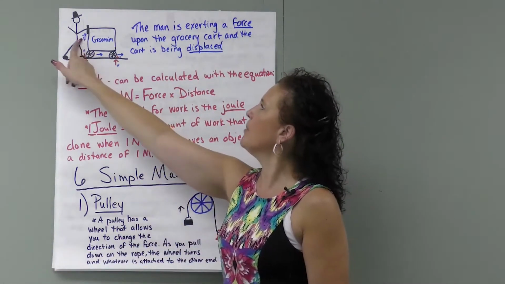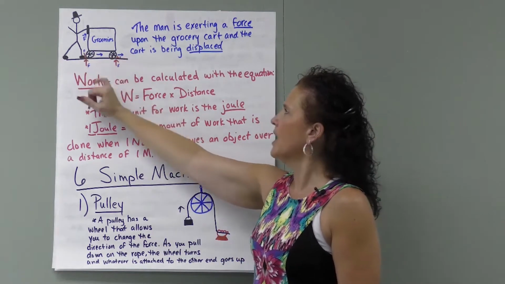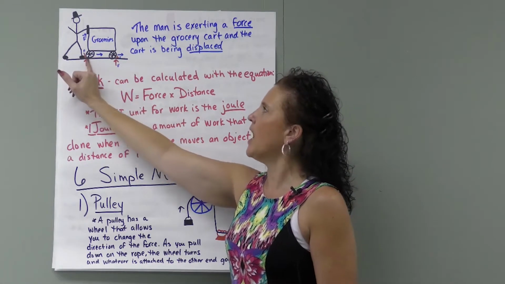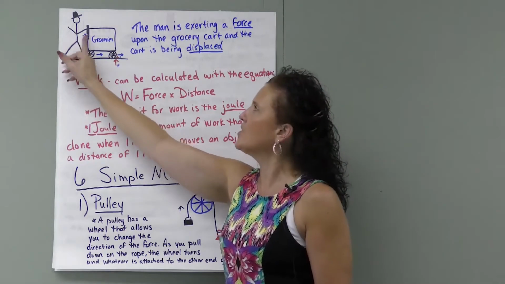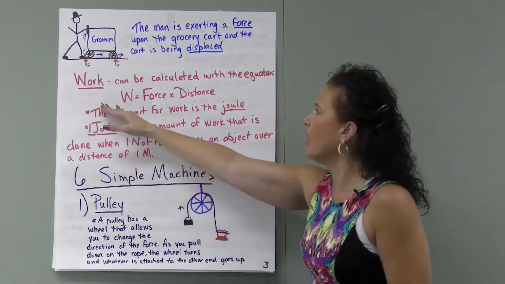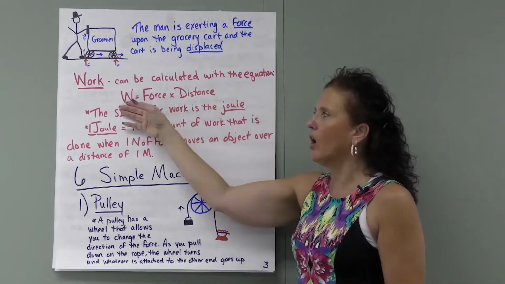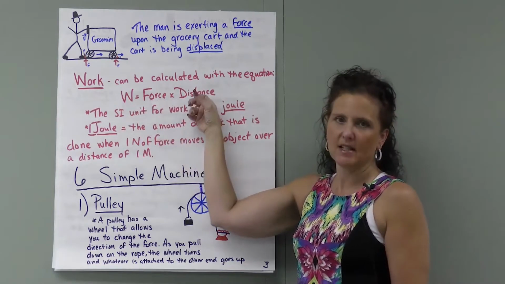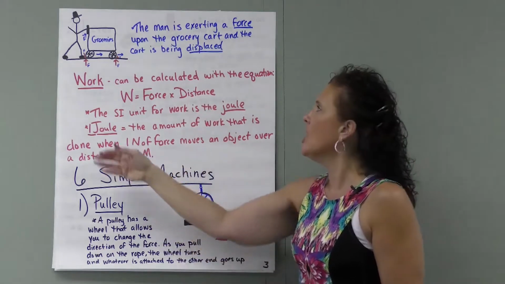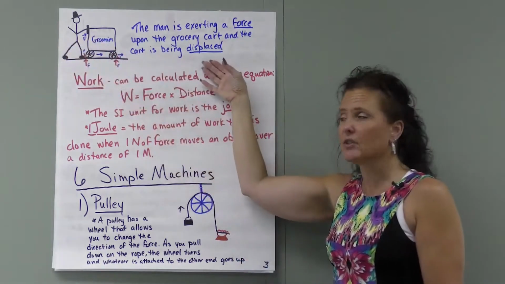So we have this man pushing the grocery cart this way, and the forces are moving the wheels. The wheels are exerting a force down onto the ground. The ground is exerting a force up onto the wheels, but he has to overcome this force in order to get that cart to move, right? So the work he's doing on the cart can be calculated with this equation. Work is force times distance. So if we wanted to measure how much work he's doing on that cart, we could say he's pushing with a force of 10 newtons over 10 meters, right?